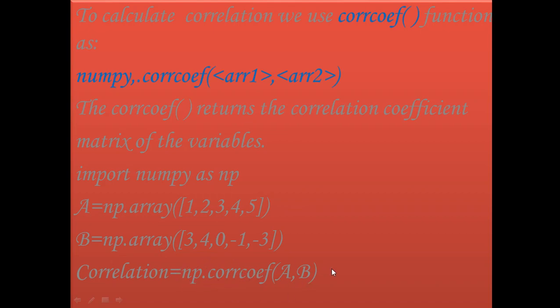See, this statement is similar to the syntax: corrcoef array 1, array 2. Array 1 is a, array 2 is b, and corrcoef with np dot. So np dot corrcoef a comma b. Using this, the correlation function will be called and you will get the result. So this is how we use the corrcoef function to calculate the correlation of two variables.